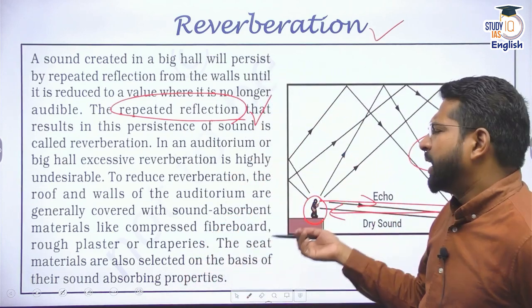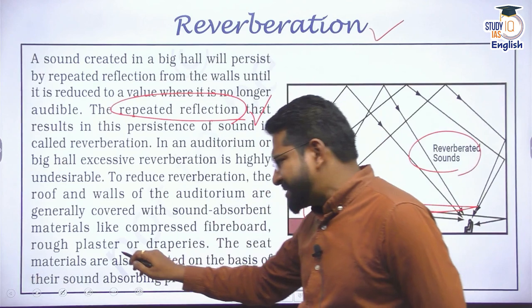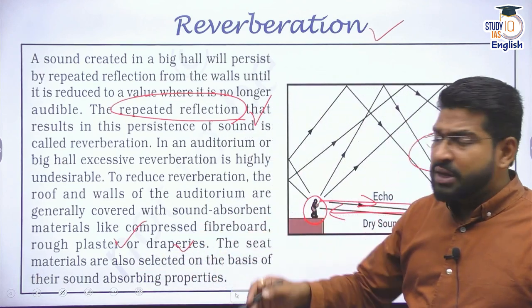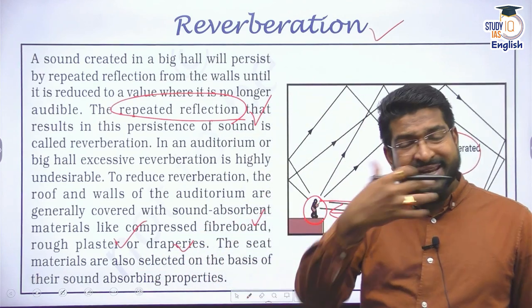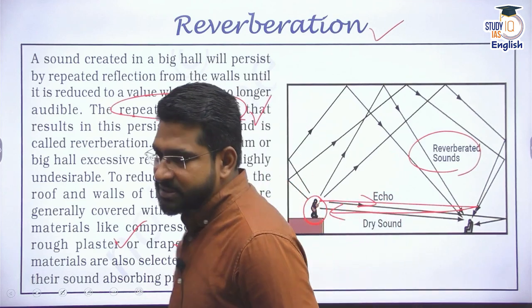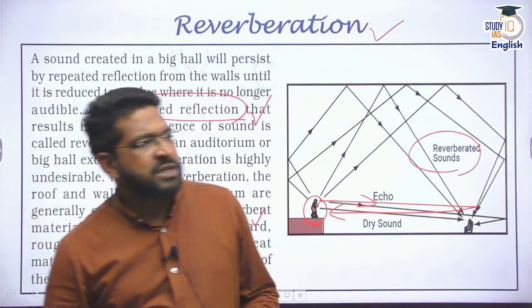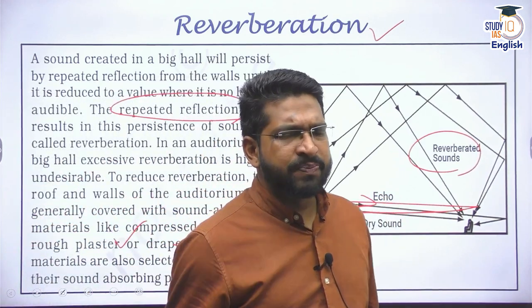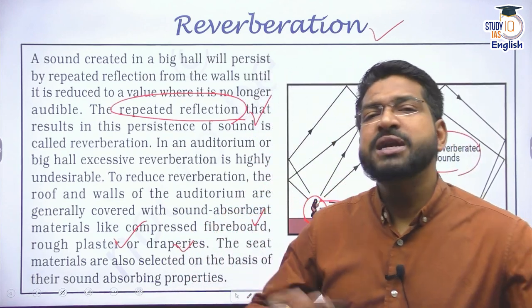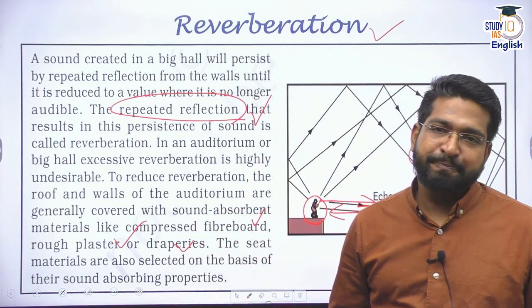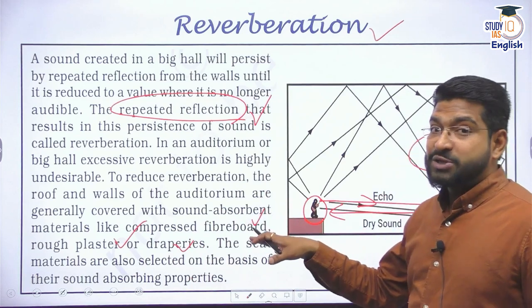As I told you, you can go for a rough kind of plastering. You can go for draperies. You can go for some sort of compressed fireboards. These days, you get many special sound absorbing acoustic panels, which you can use to reduce the reverberation effect or the multiple echoing effect. Now, this is what I'm talking about: elimination.